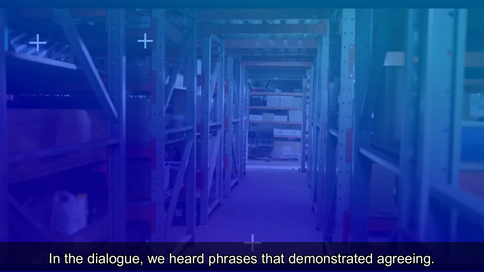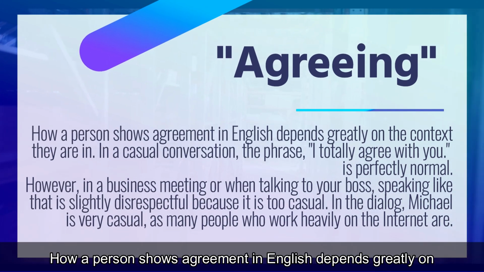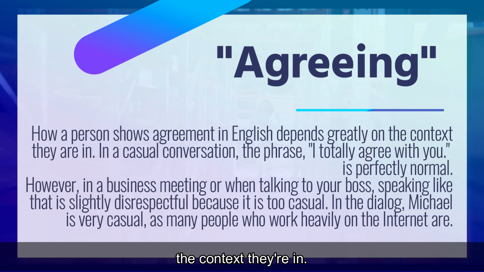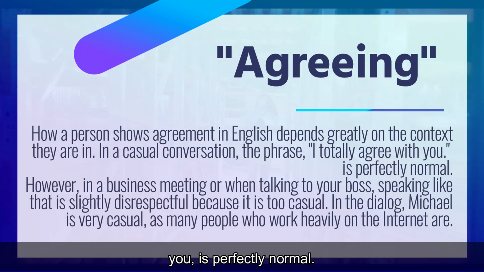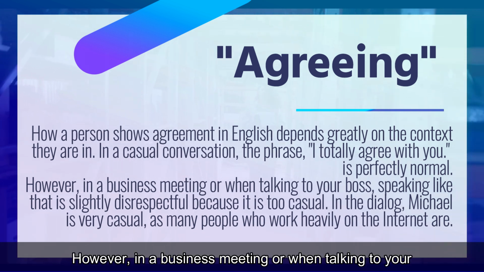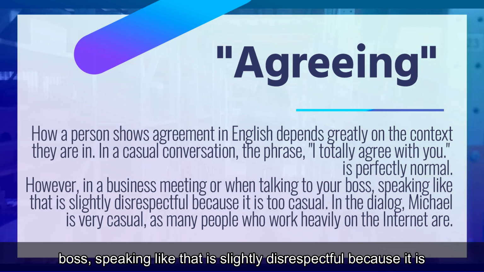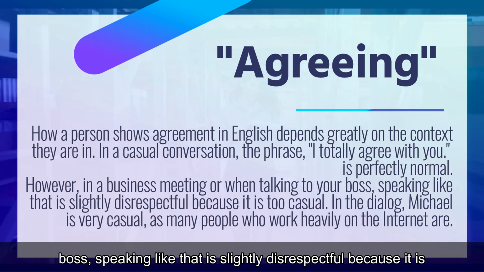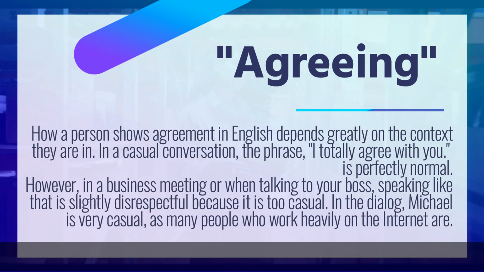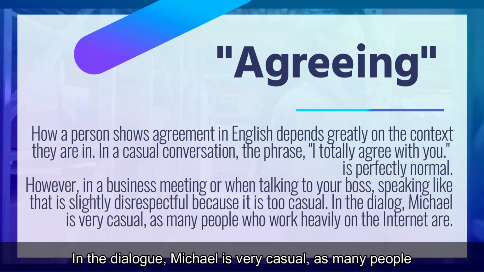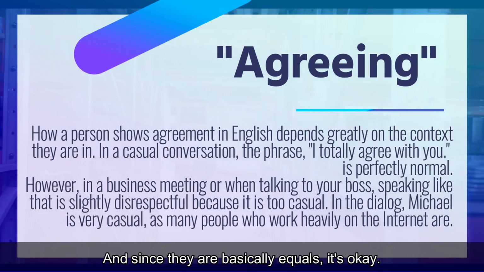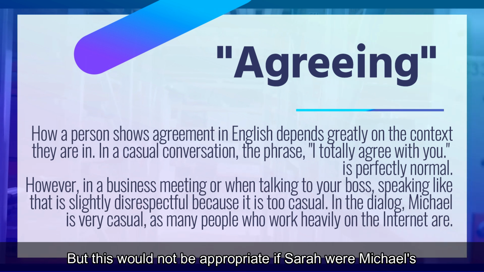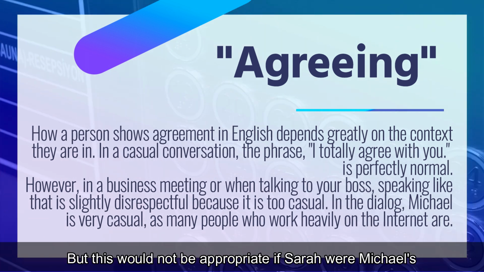Let's have a closer look at the usage for some of the words and phrases from this lesson. In the dialogue, we heard phrases that demonstrated agreeing. How a person shows agreement in English depends greatly on the context they're in. In a casual conversation, the phrase, "I totally agree with you," is perfectly normal. However, in a business meeting or when talking to your boss, speaking like that is slightly disrespectful because it is too casual. In the dialogue, Michael is very casual, as many people who work heavily on the internet are. And since they are basically equals, it's okay. But this would not be appropriate if Sarah were Michael's boss.